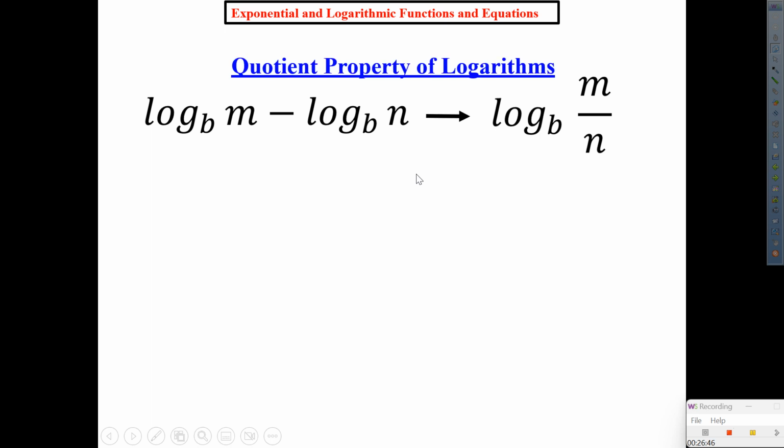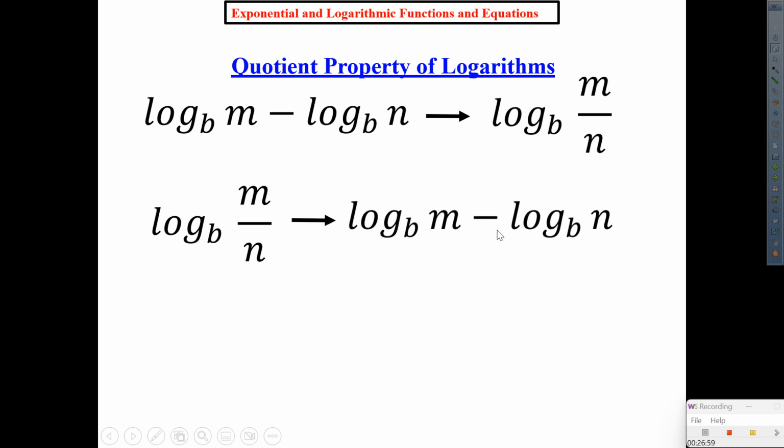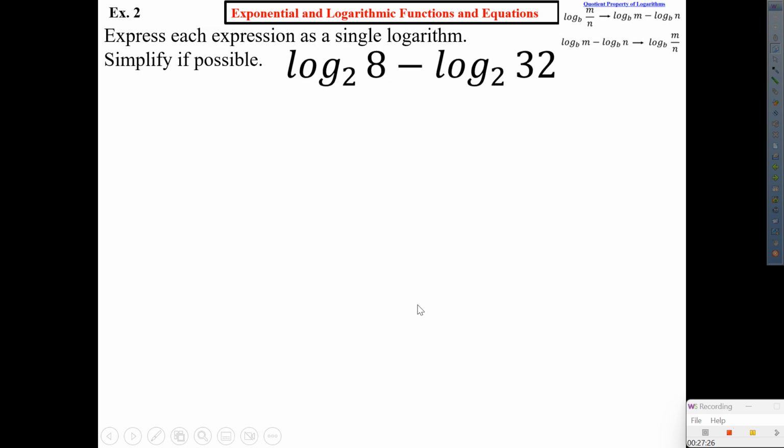This is what we call the quotient property of logarithms. And again, vice versa, if you are given a logarithm of two numbers being divided, you can rewrite that as two logs being subtracted. All right. I'm going to leave these properties on the top right corner of the screen. Copy example number 2.